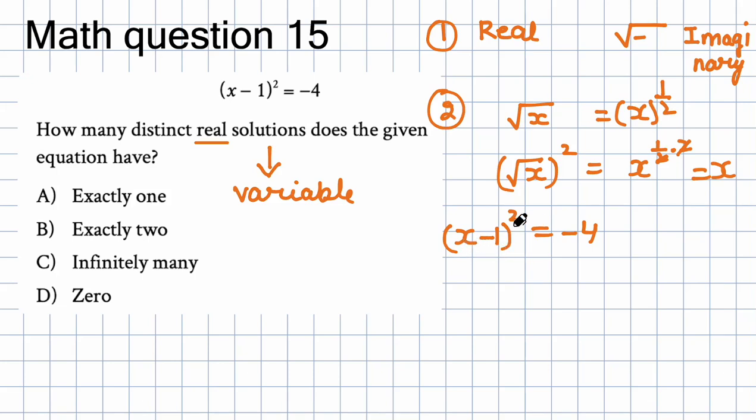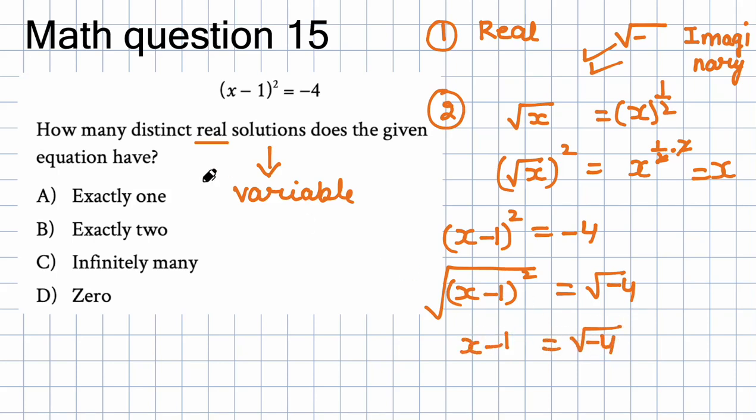Now I have (x minus 1) whole squared. So first I'll take the square root of both sides. If I take the square root of both sides, I am ending at this situation. That means one negative sign inside the square root. So that is not going to be a real number. It's going to be an imaginary number. So x minus 1 is going to be the square root of negative 4.